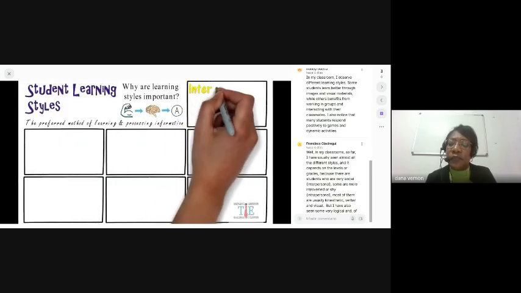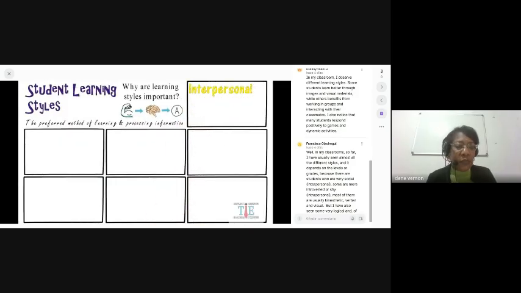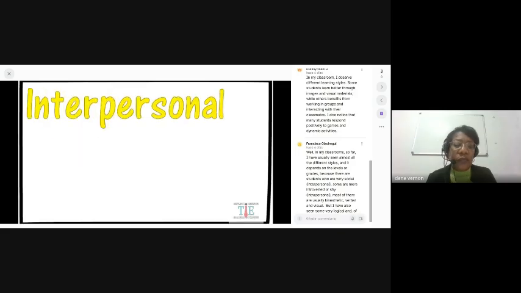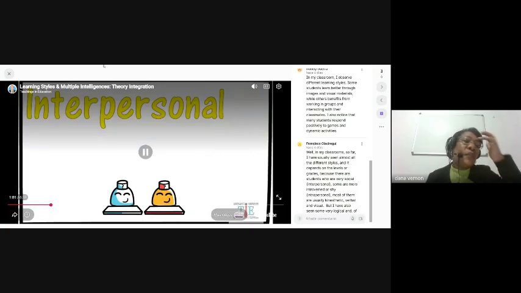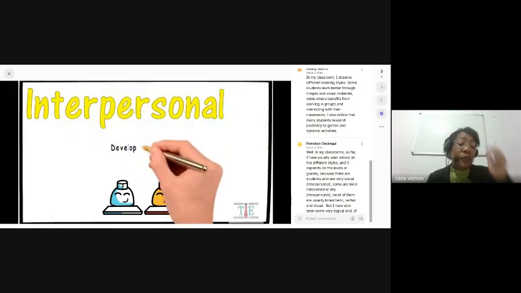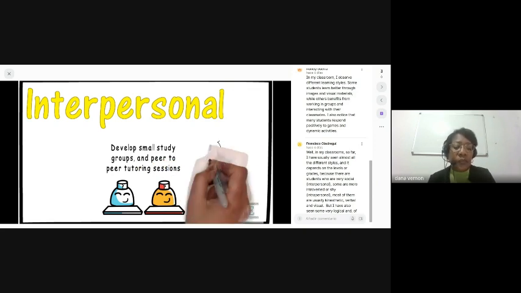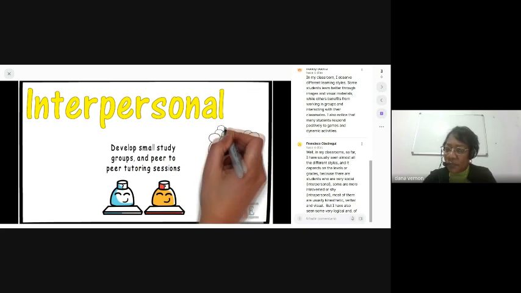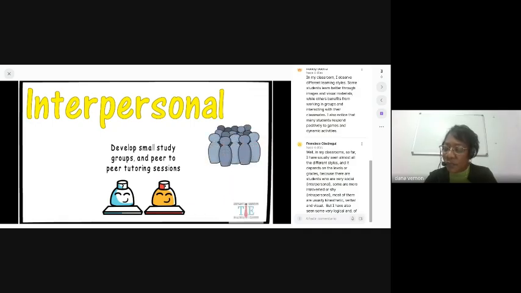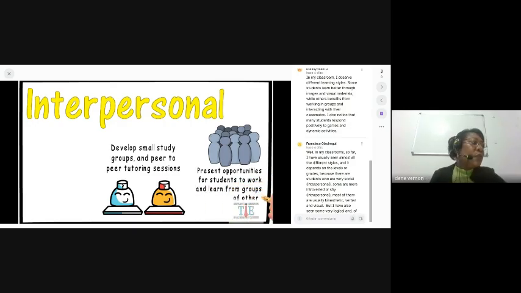The first learning style we will begin with is interpersonal. Interpersonal learners benefit from interactions with other students. These learners will play off the ideas of others. So, develop small study groups and peer-to-peer tutoring sessions. To accommodate these students, view your classroom as a community of learners and avoid tedious lectures. Present opportunities for these students to work and learn from groups of others.